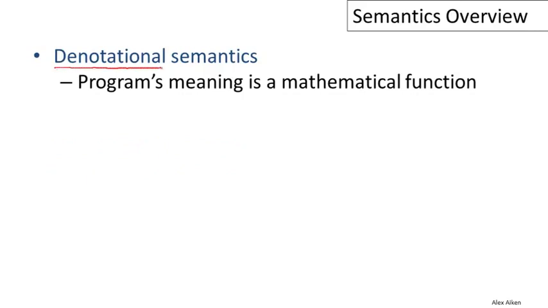One is denotational semantics, and here the program's meaning is actually given as a mathematical function. So the program text is mapped to a function that goes from inputs to outputs, and this function is an actual function that exists in the mathematical sense. This is a very elegant approach, but it introduces complexities in defining an appropriate class of functions that we don't really need to consider for the purposes of just describing an implementation.